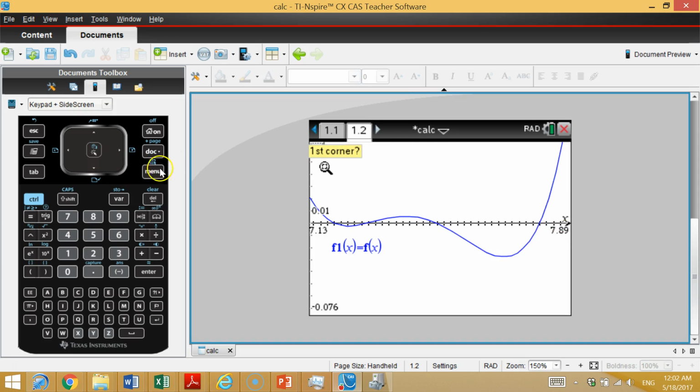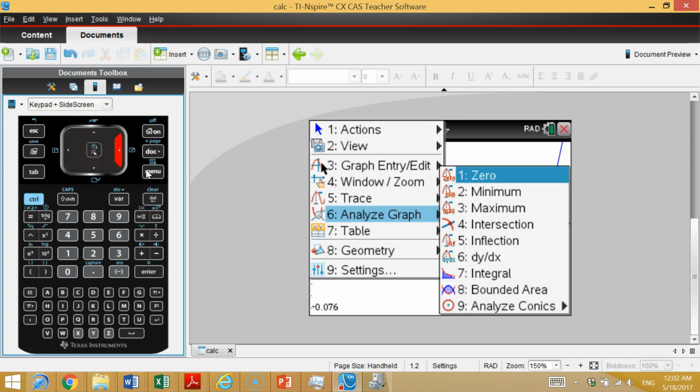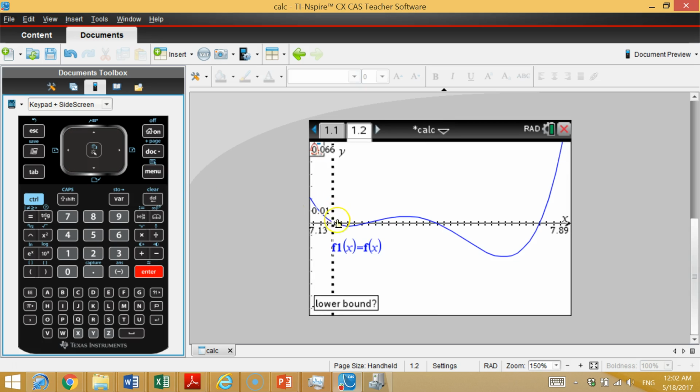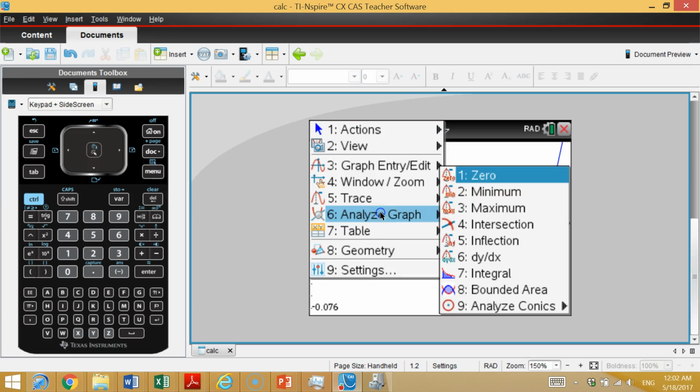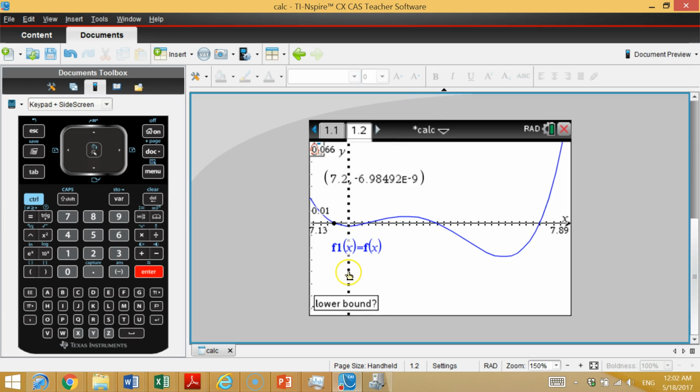Okay, and so now I'm going to go to Menu, Analyze, Graph, 0, and let's see what those zeros are. So click left to go through. Got our first 0 there, looks like 7.2. And notice the y was kind of buzzing around. That's because it's a really complicated function. That e-9 though means that decimal point moves 9 places to the left. So that's pretty much 0. Let's do it for the next one. Menu, Analyze, Graph, 0. Click across, there we go, 7.3.